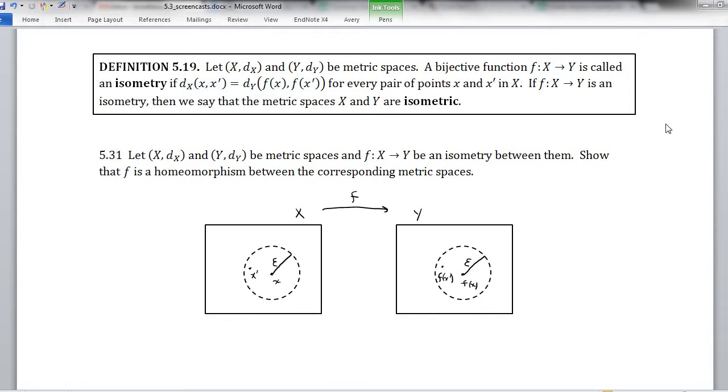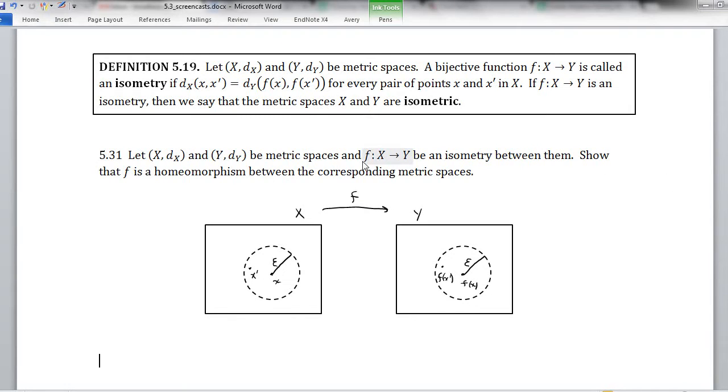So for metric spaces, an isometry is sort of a strong version of a homeomorphism. As we're about to show in exercise 5.31, if we have an isometry between metric spaces, then it is a homeomorphism. But it doesn't just preserve neighborhoods like a homeomorphism does. It preserves distance, and therefore it preserves open balls. So it doesn't just map an open ball in X to some open set in Y, but it actually maps it to another open ball of the same radius. So let's give this exercise a try.